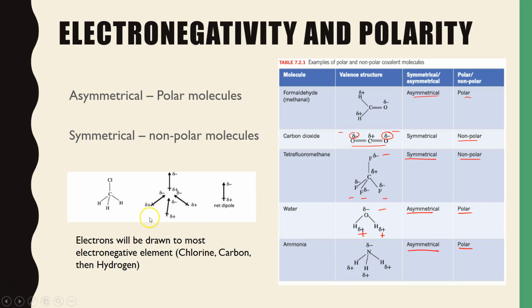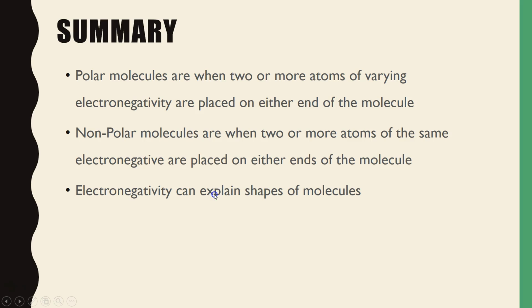This picture here just shows the distribution or the movement of electrons from hydrogen. More often than not, they're going to be at the carbon atom and then also at the chlorine atom here. So the net dipole is from here, delta positive, to delta negative.